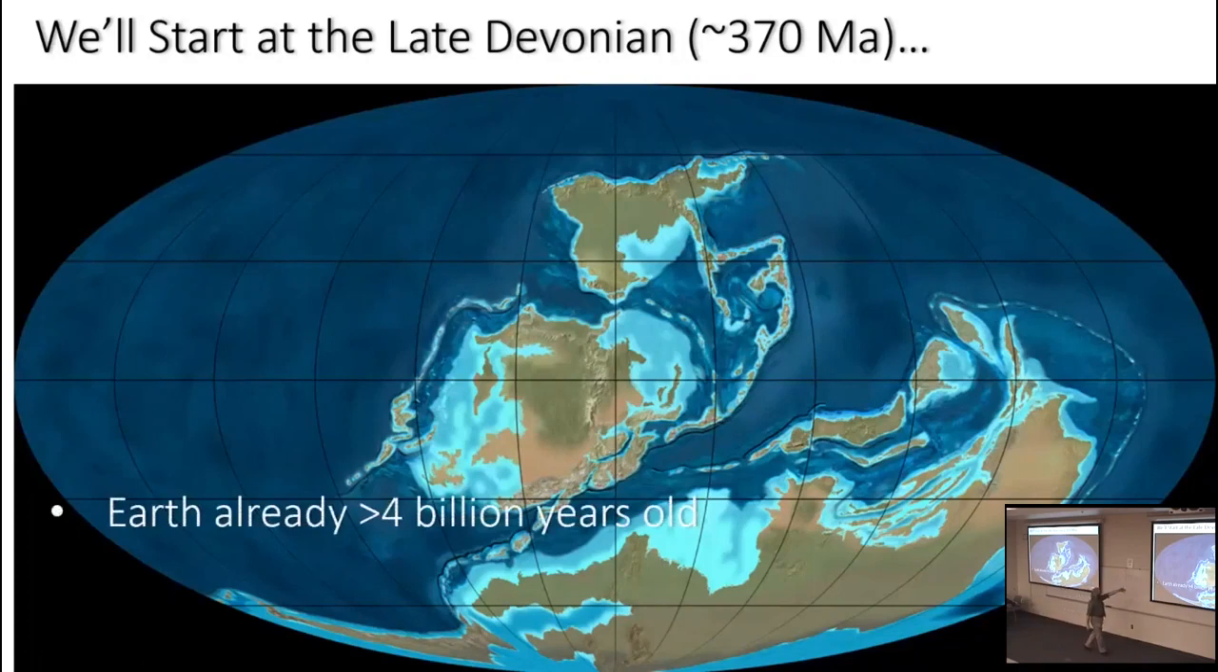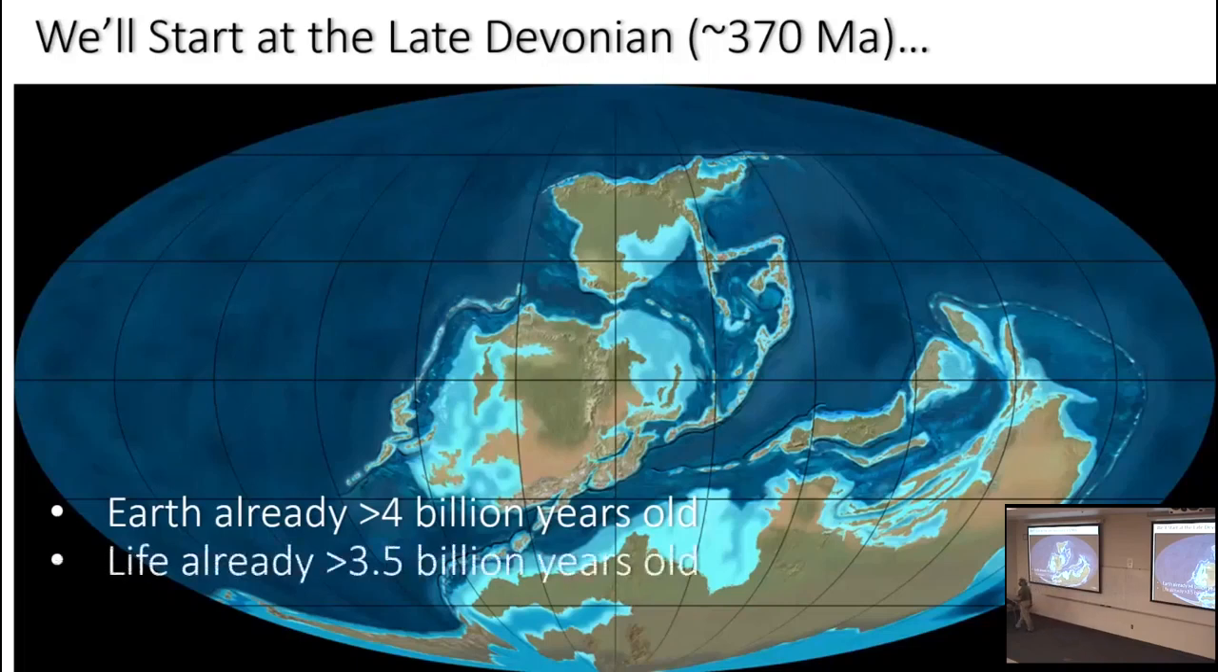So at this point, the Earth is already more than 4 billion years old. Most of Earth history has already happened at that point. Life is already 3.5 billion years old, and potentially older. And life in the oceans was already extremely diverse. By the late Devonian, if you went snorkeling back then, or scuba diving, you would see comparable levels of diversity as you might in the different marine ecosystems of today.